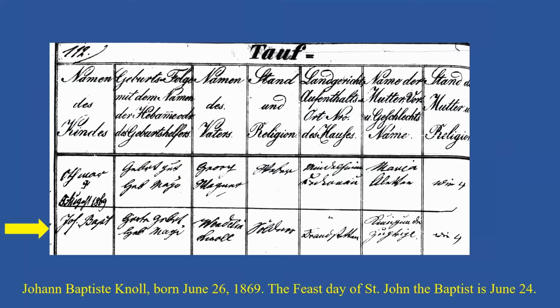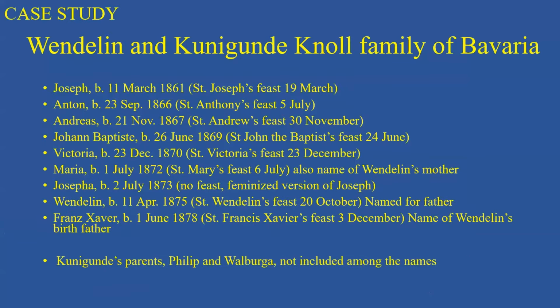Here's an example from my own family. I have a great-grandfather who was born a Catholic in Bavaria on June 26, 1869. His name was Johann Baptist Knoll. And the feast day of St. John the Baptist is June 24th. So we look at his family, all of the children that his family had. And we can sometimes see the feast day tradition in play, but sometimes we can't. So it's certainly an influential factor, but it's not the sole determining factor.